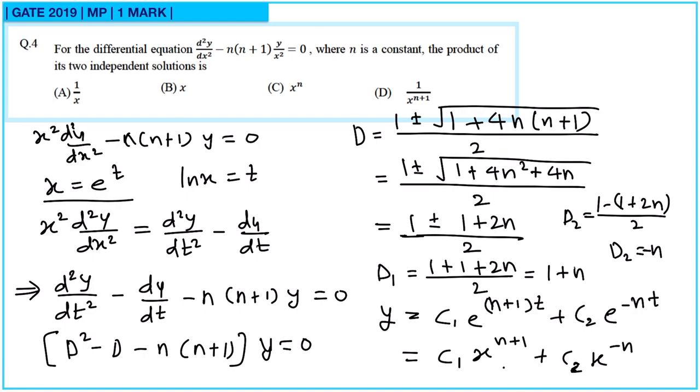So the solutions are x raised to n plus 1 and x raised to minus n, and their multiplication will be x raised to n plus 1 into x raised to minus n, which is equal to x. So their product is x. So option B is correct.